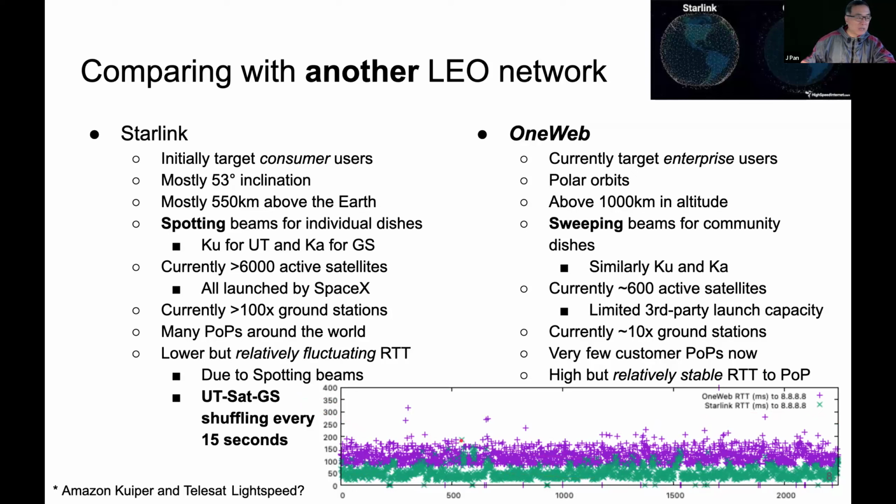I'm going to give you some more recent results later as well. So you can see that because of the architecture design, the behavior of Starlink is actually quite different from OneWeb. From the protocol point of view, this has both pros and cons.